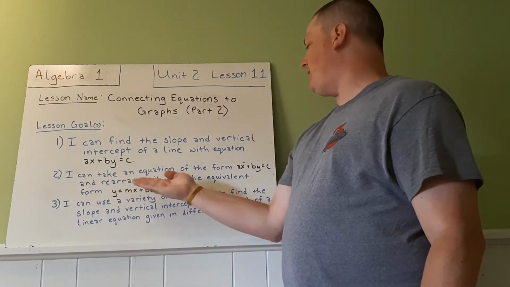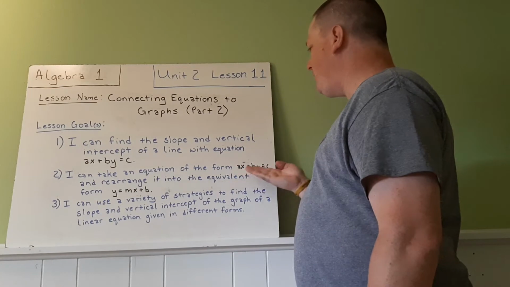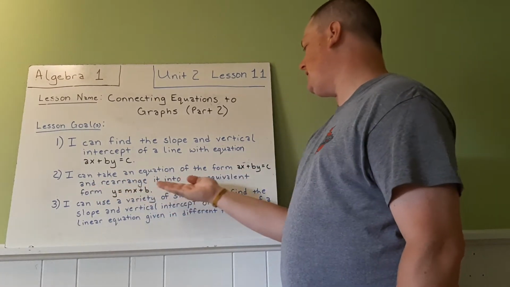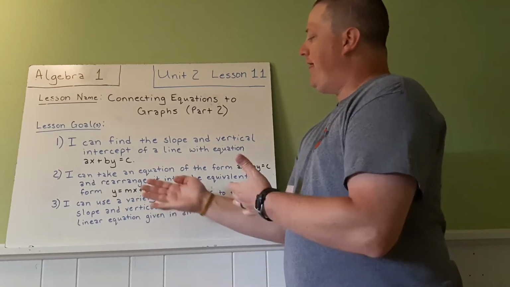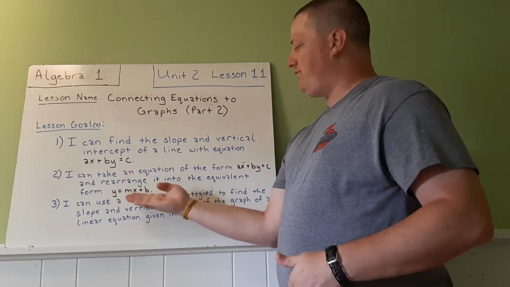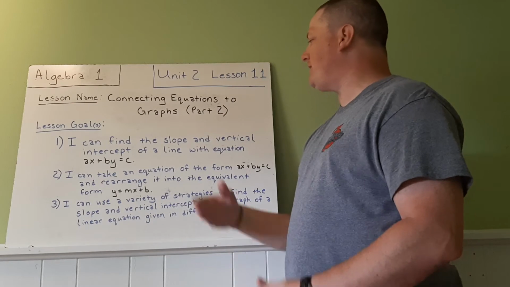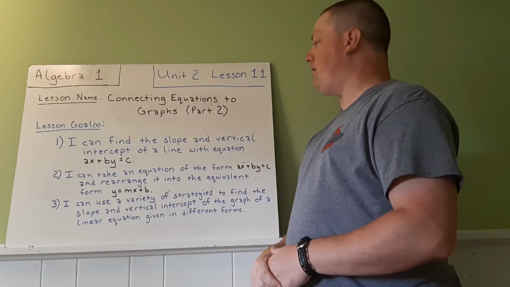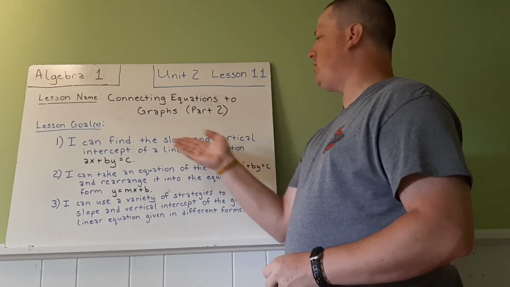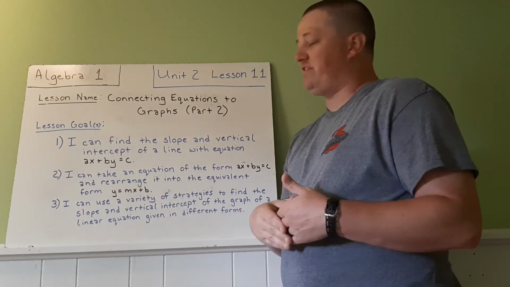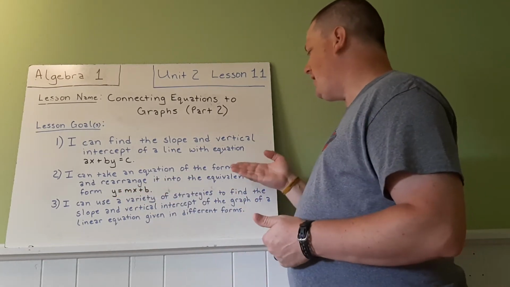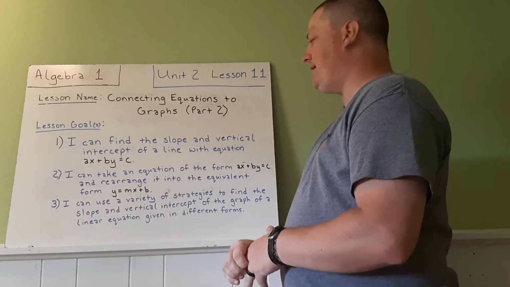I can take an equation of the form ax plus by equals c and rearrange it into the equivalent form y equals mx plus b. By rearranging it into this form, we can actually help ourselves with goal number 1 also, which is identifying the slope and vertical intercept. This is just another form, so it's an equivalent equation of ax plus by equals c.